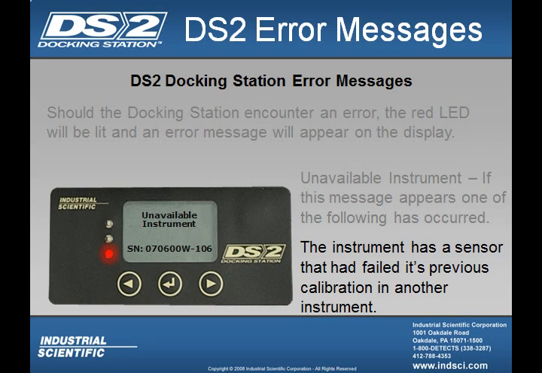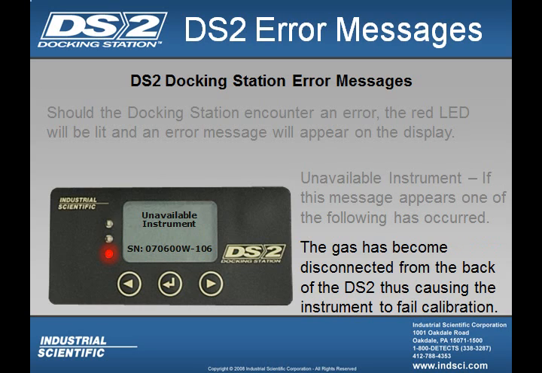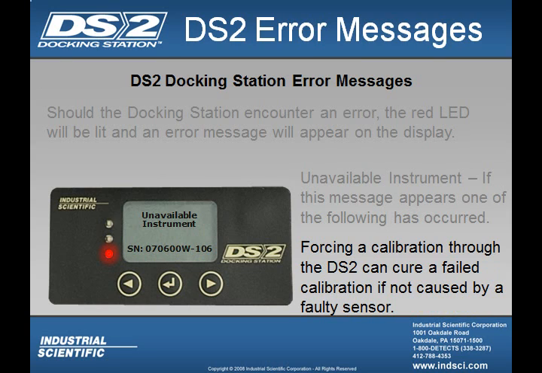Because the sensors are serialized, the docking station remembers the sensor, and if it failed calibration from a previous time, the docking station won't even attempt to calibrate that sensor. It'll just instantly bring up unavailable instrument. If the gas has become disconnected from the back of the DS2 and this has caused your instrument calibration failure, unavailable instrument of course will appear on the instrument's display. And the way to overcome this failed calibration condition would be to simply force a calibration through the DS2's keypad.